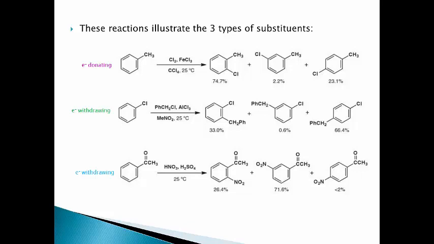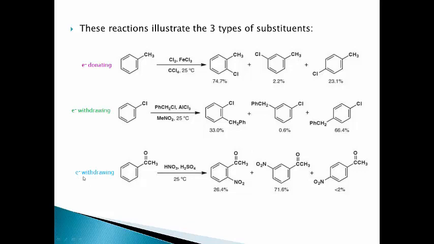So the next one we have is a deactivating electron withdrawing, so we get a halogen. So it's electron withdrawing, but it's not hugely electron withdrawing in comparison to some of the bigger electron withdrawing groups that we have on our table. And this one again is an ortho-para directing deactivator.